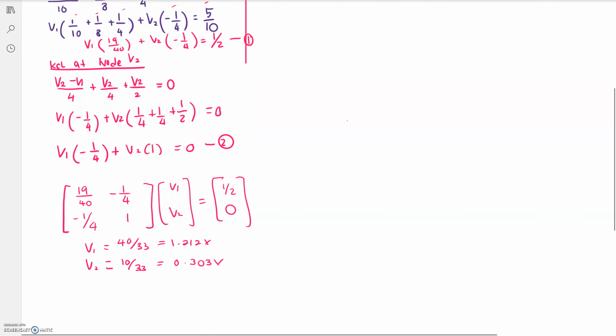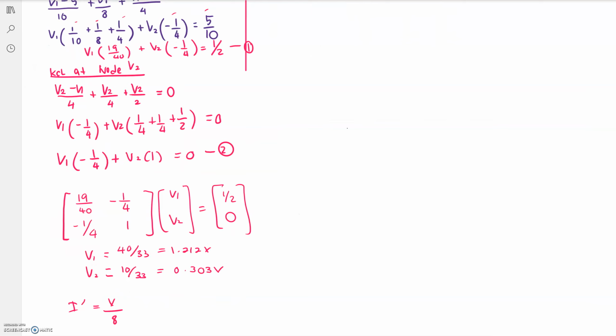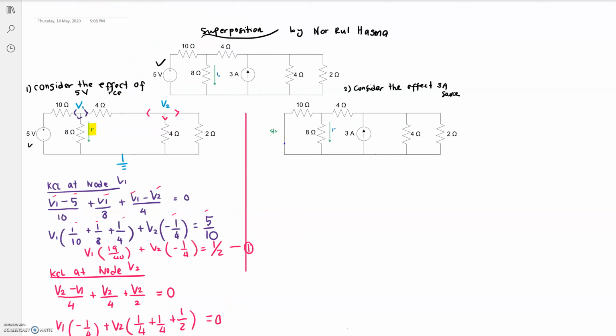By reference to the circuit, you need to find I prime, which will be V1 over 8, which is 1.212 over 8. The answer should be 0.1515 A.